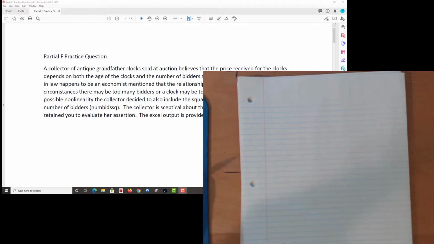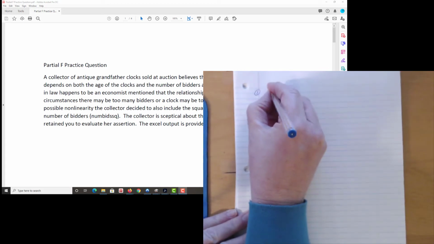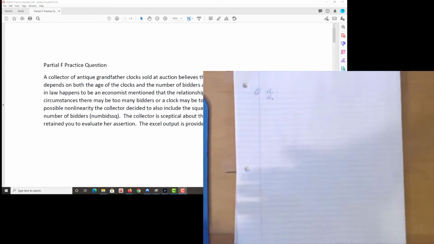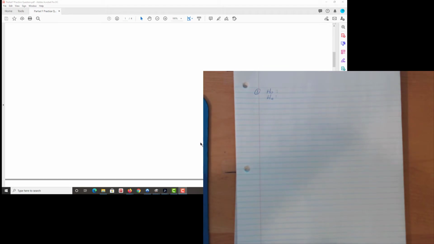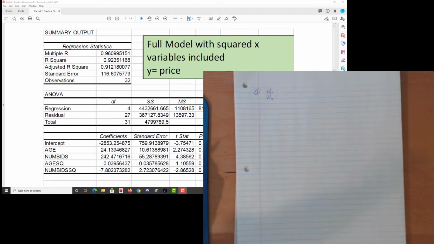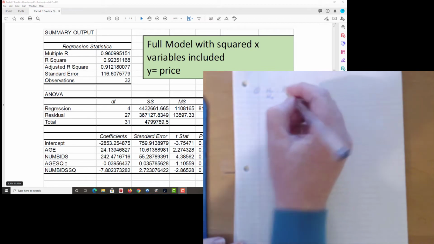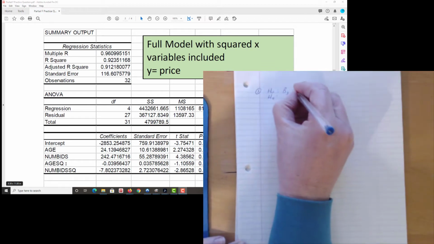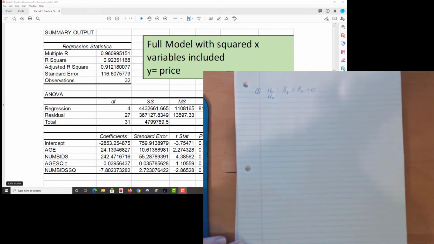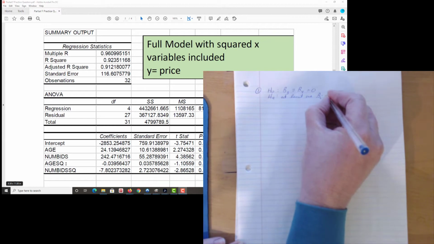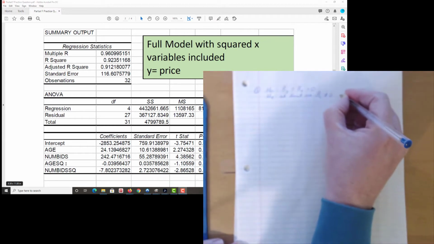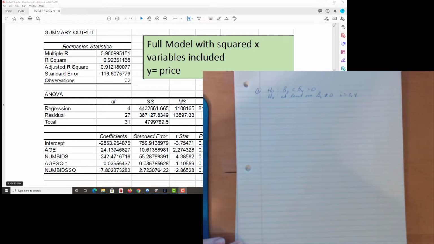Okay, so we have our partial F, and we're going to start off with our H0 and our HA. Not sure which betas age squared and num bid squared are, so we're going to look at our original output, the output with all the variables in it. So the journey starts in the full model. I see that the intercept is beta 0, age is beta 1, num bids is beta 2, age squared is beta 3, and num bid squared is beta 4. So we're going to see if beta 3 and beta 4 are both collectively equal to 0, or alternatively, at least one of those betas is not equal to 0, for i equal to 3 or 4. We're just looking at beta 3 or 4.